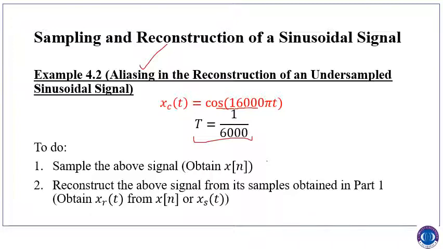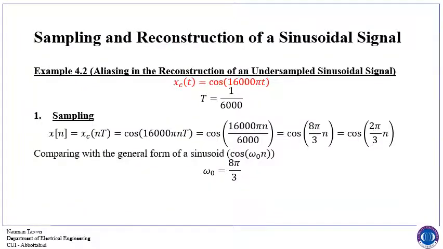So let's look at the steps. First of all, look at why this frequency is causing the aliasing. We know the relationship between discrete time and continuous time, so you just have to replace t with nT. So this will become cos 16,000 pi nT, and we know the value of T is 1 by 6000. So if you simplify, it will become cos 8 pi n divided by 3.